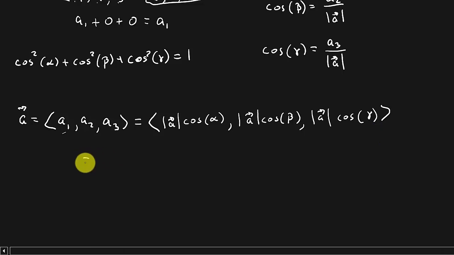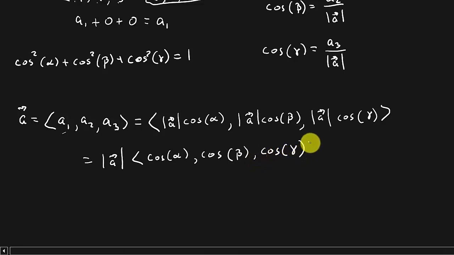So what if I factor out that magnitude of A? That's a scalar. I can factor that out, right? And so the magnitude of A times cosine alpha, cosine beta, cosine gamma. And that's vector A is equal to that, right?